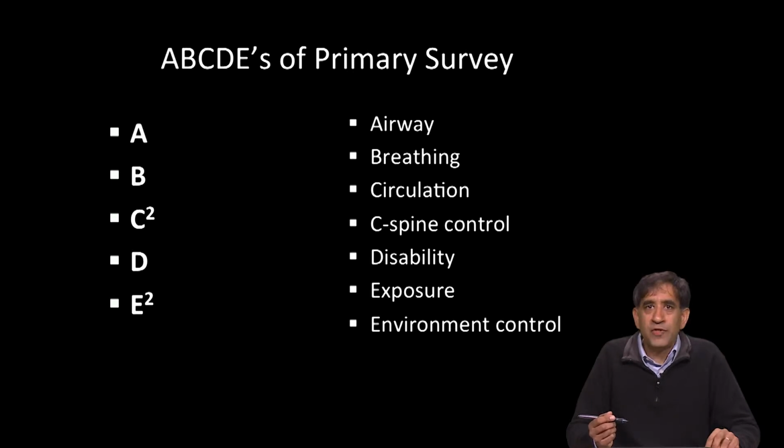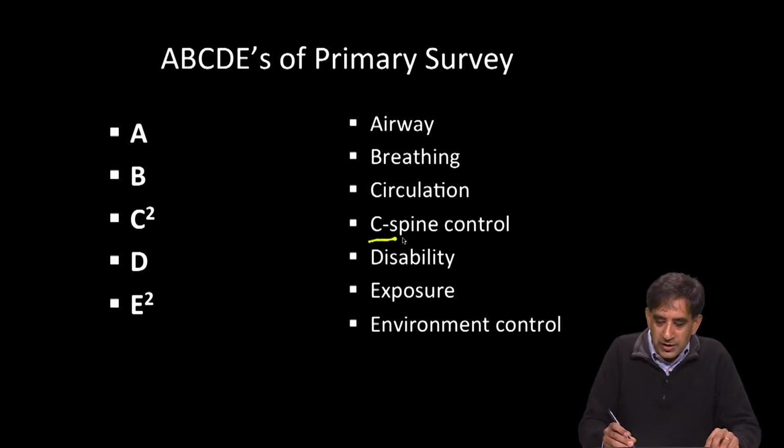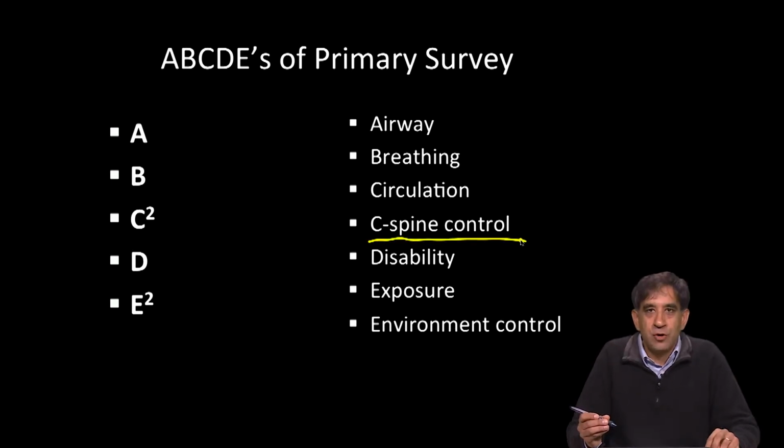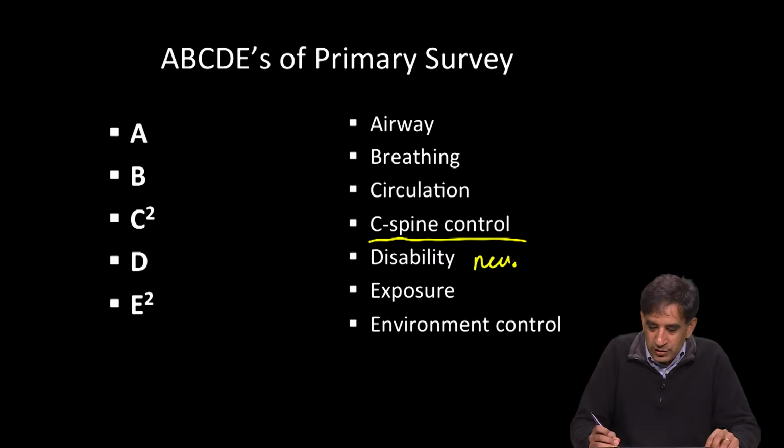We are familiar with the ABCs, airway, breathing, and circulation, from advanced cardiac life support. However, in trauma care, we add a second C, D, and 2 E's. This is airway, breathing, circulation. And then we want to do something called cervical spine control, making sure that we don't injure the patient's cervical spine through manipulation of their head or neck. We want to do a neurologic assessment or a disability assessment.